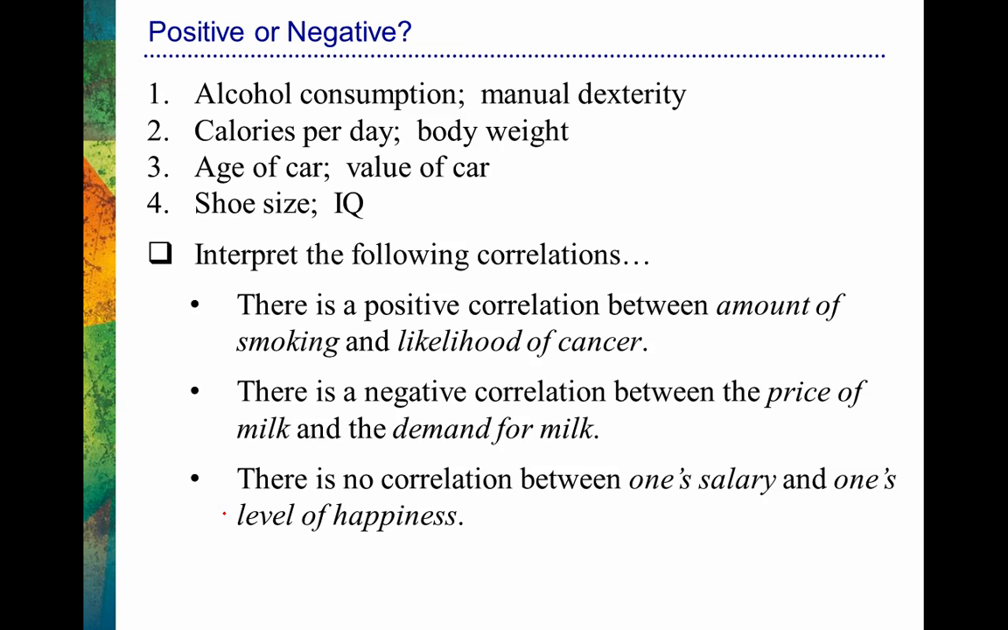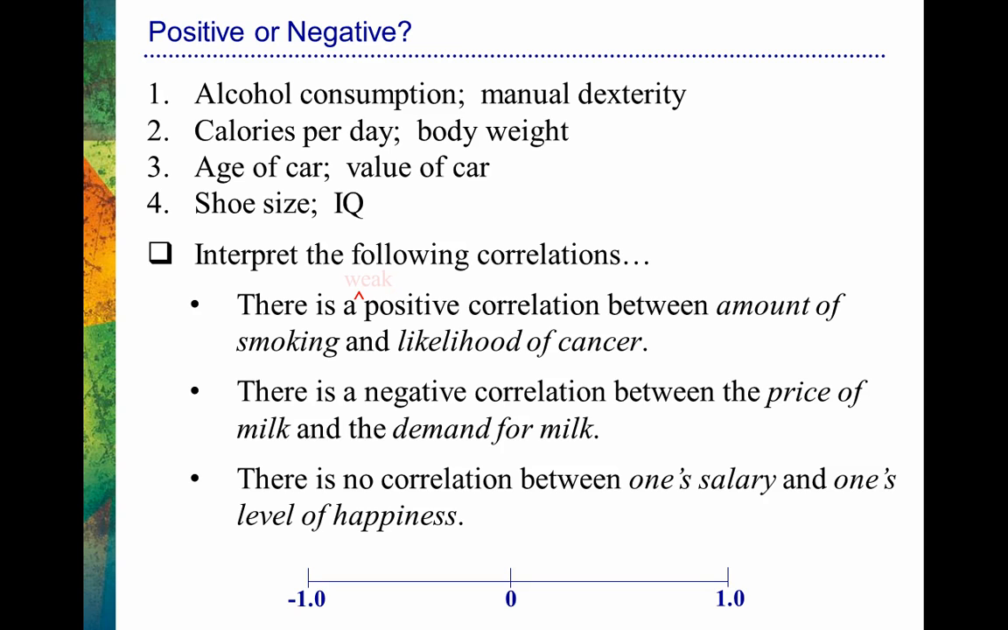Now again, let's think about it in terms of the strength of the relationship. Let's say I said, interpret the following. There's a strong positive correlation between smoking and the likelihood of cancer. That means I'm able to predict quite well the likelihood of cancer based on knowing how much you smoke. And those who smoke a lot, they have a much greater likelihood of cancer than those who smoke not at all. There's a strong relationship, quite a bit of predictive ability there.